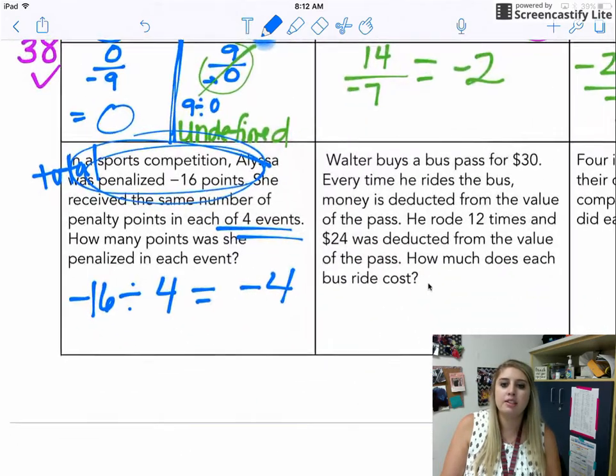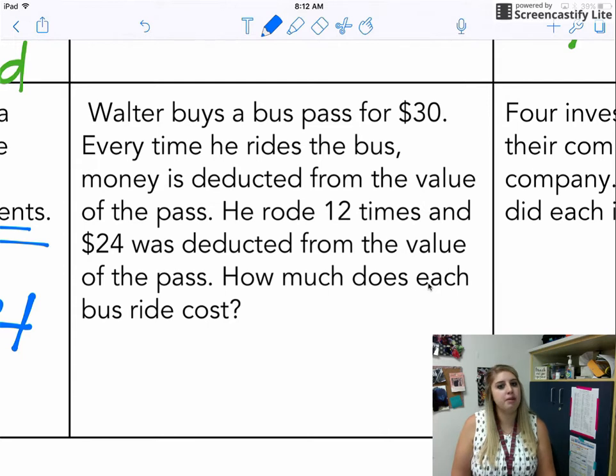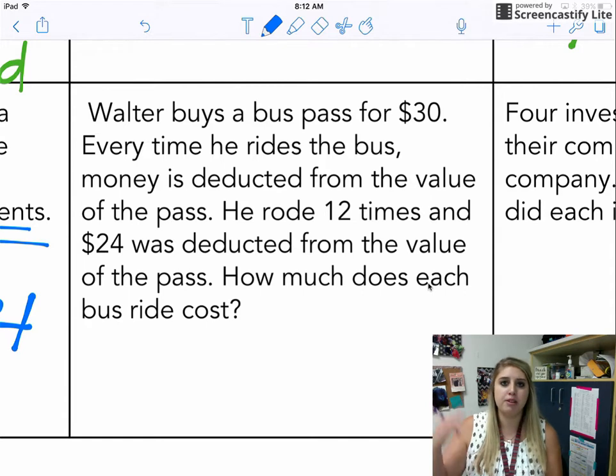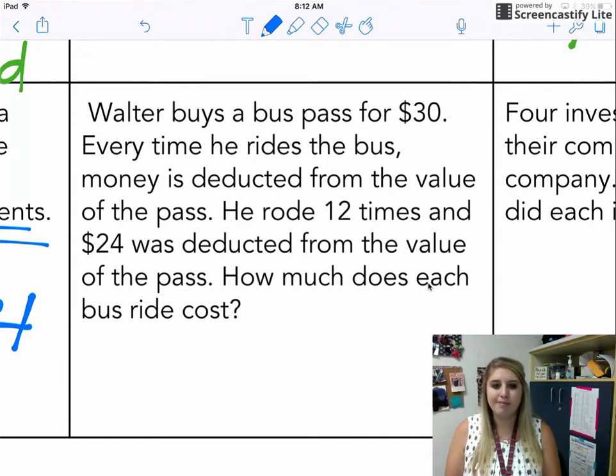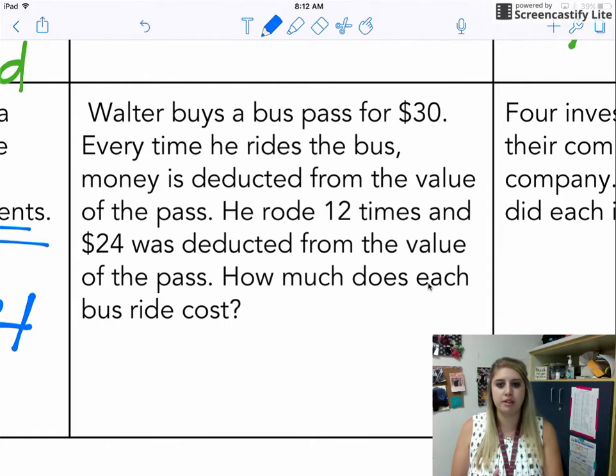Okay, let's do one more together. Walter buys a bus pass for $30. Every time he rides the bus, money is deducted from the value of the pass. He rode 12 times, and $24 was deducted from the value of the pass. How much does each bus ride cost? All right, so Walter buys a bus pass. He rode it 12 times, and 24 was deducted.